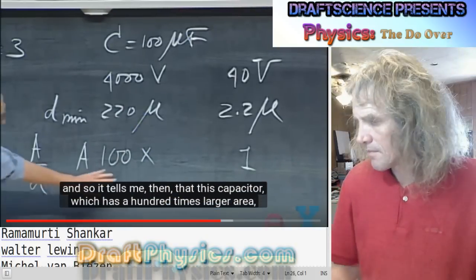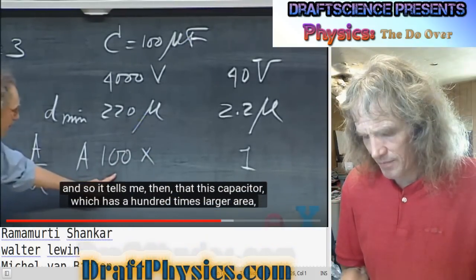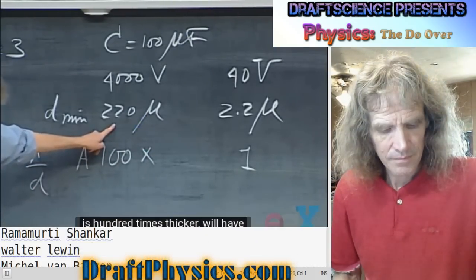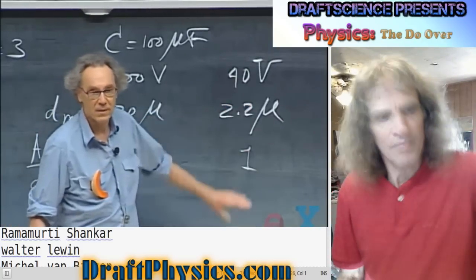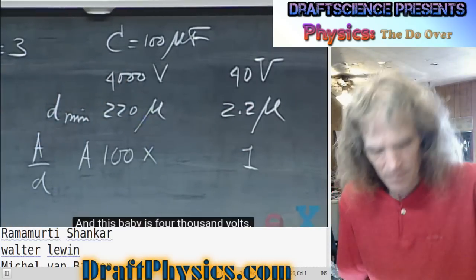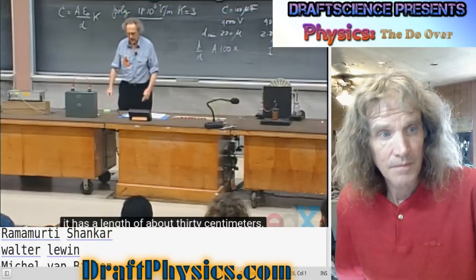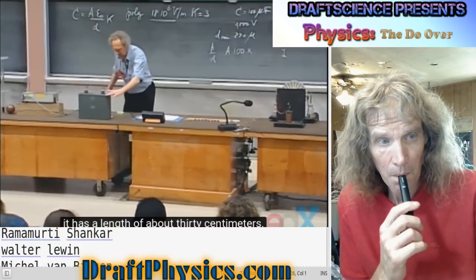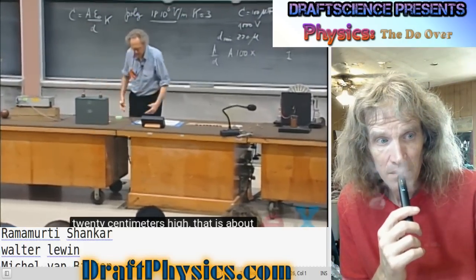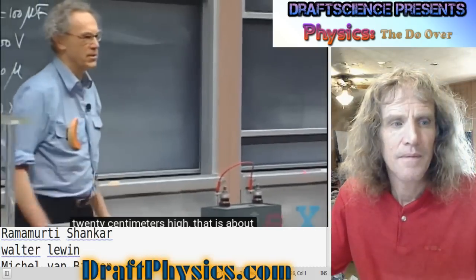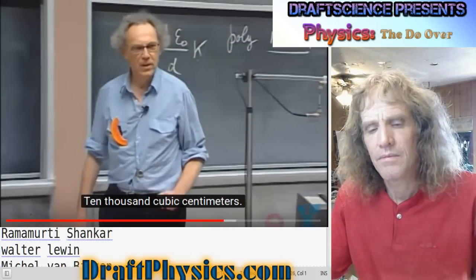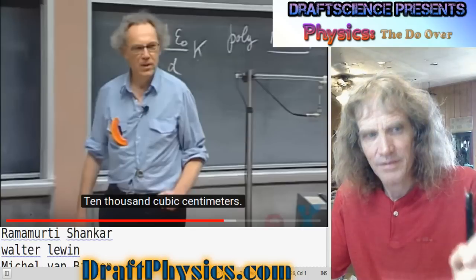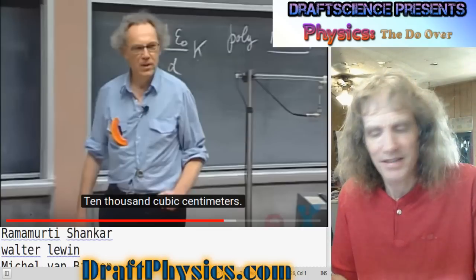And so it tells me then that this capacitor, which has 100 times larger area and is 100 times thicker, will have a 10,000 times larger volume than this capacitor. And this baby is 4,000 volts, 100 microfarads. It has a length of about 30 centimeters, 10 centimeters like this, 20 centimeters high. That is about 10,000 cubic centimeters. All right, so what I said before, they're obviously not carrying the same amount of energy.